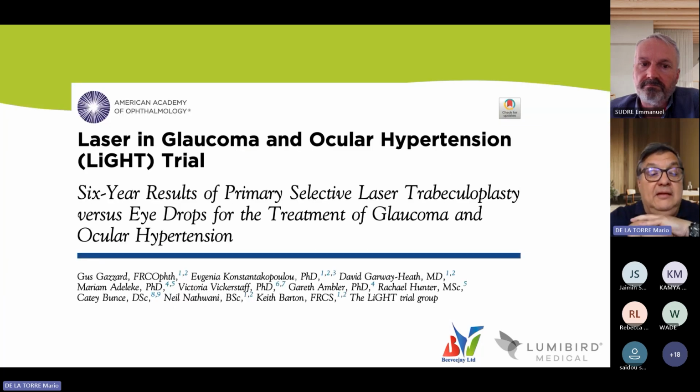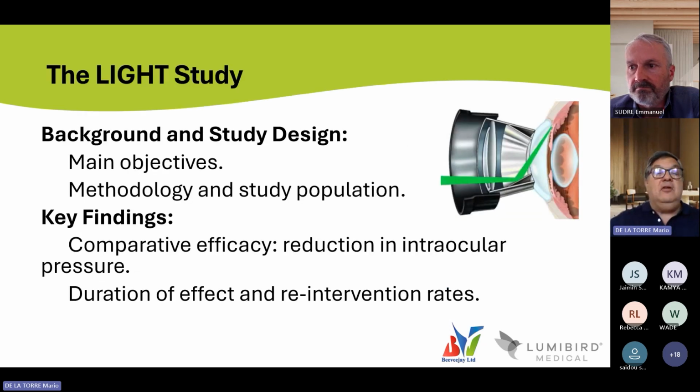This is the study. Gus Gazzard, a very good friend in London, was the leader of this study, and this is the second one, the 6-year result of primary selective laser trabeculoplasty versus eye drops in treatment of glaucoma and also ocular hypertension. Okay, what is the LiGHT study? Let's talk about that because it's our weapon.